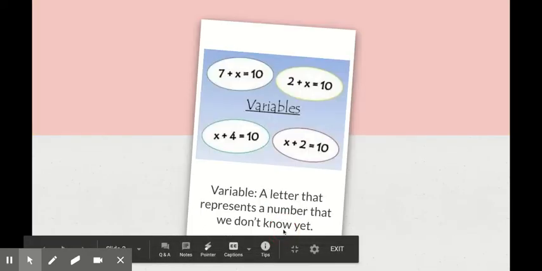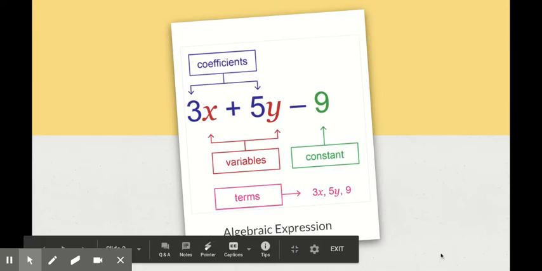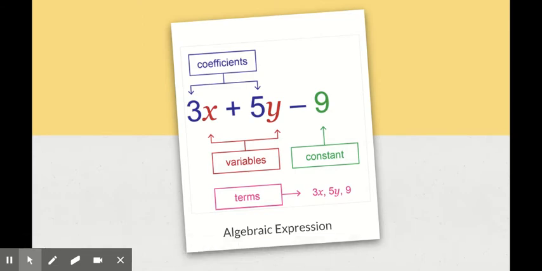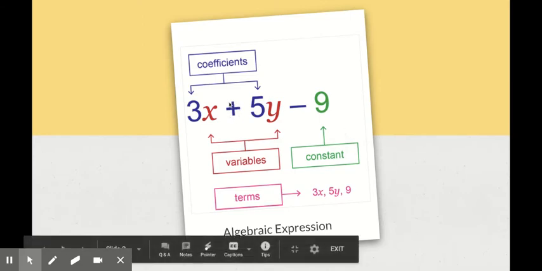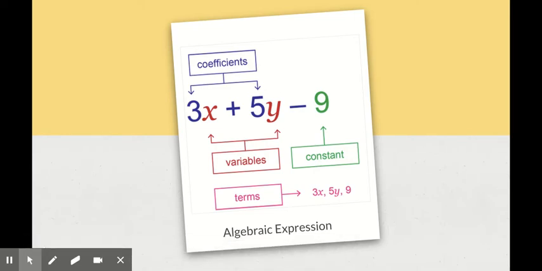So you can see that right down here. Algebraic expression. So an algebraic expression is an expression that does not have an equal sign. So we have equal signs in something called an equation, but expressions do not have equal signs. They do, however, have operators, which are just our addition and subtraction signs or multiplication and division signs. We can see those up here. We have an addition sign and a subtraction sign.